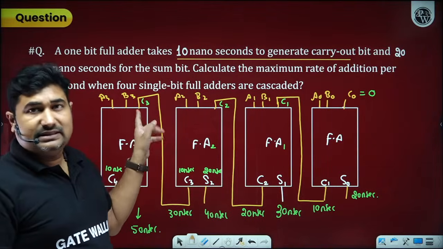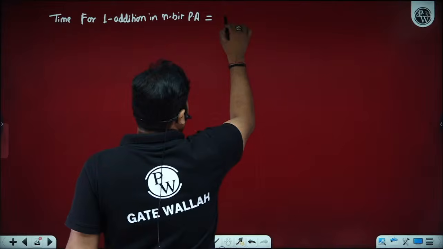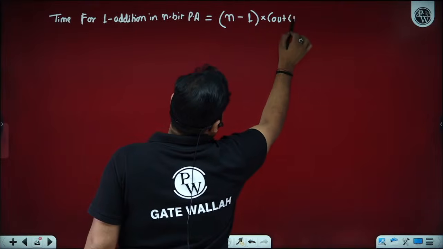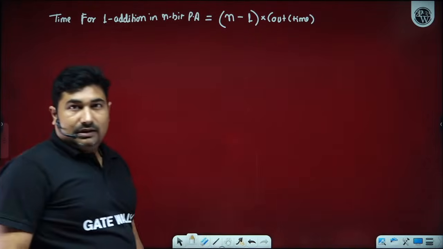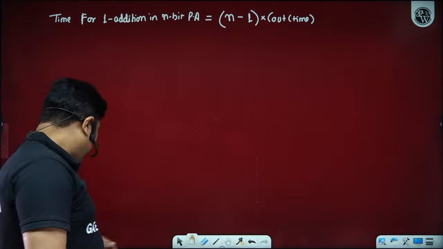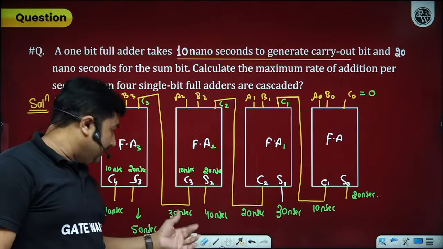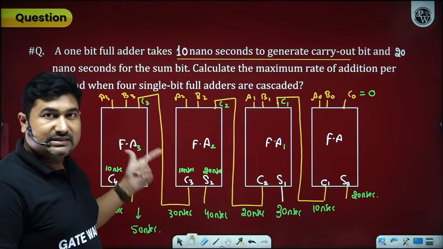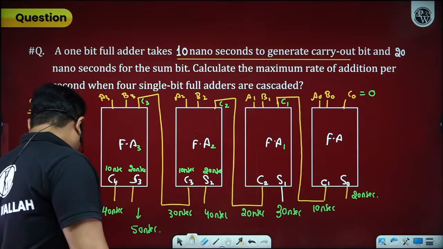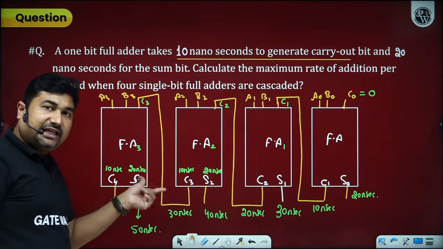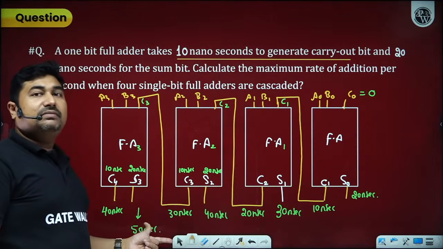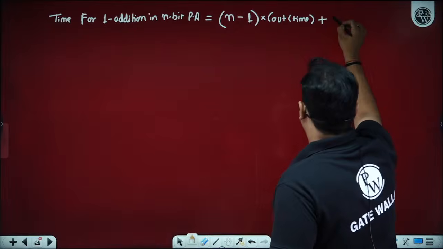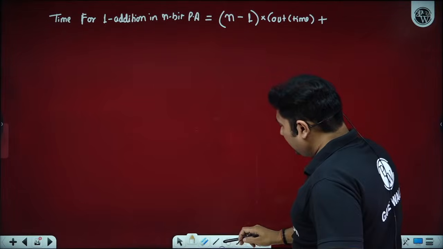And how much time will C3 take? n minus 1 into C out time. Since we have 4 bits, 4 minus 1, 3, 3 into 10 nanoseconds is the carry out time for C3. Means C3 is available. Now, whether C4 or S3, whichever takes more time, that is the time we need to add, such that we have the total time period required by a full adder to perform one addition.